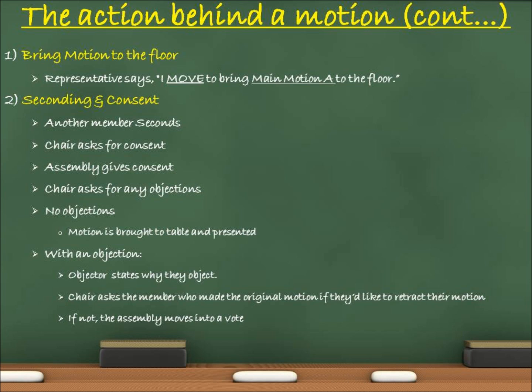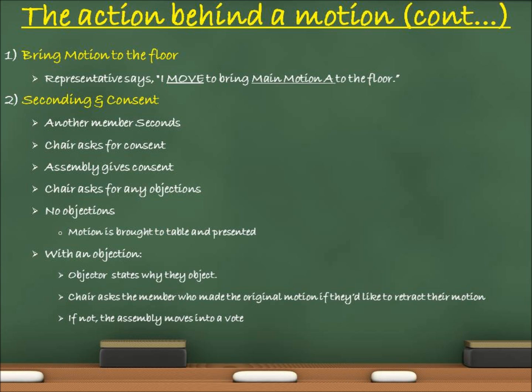Once a representative has moved to bring a motion to the floor, it must receive a second. Once the second is received, the chair will ask for the consent of the assembly. The assembly will then give consent. The chair will then ask for any objections. If there are no objections, the motion is brought to the table and presented.